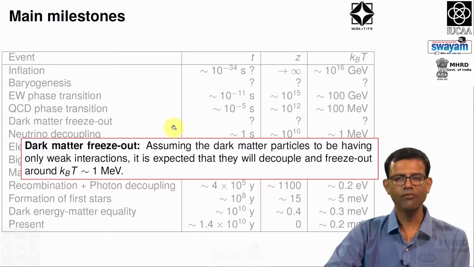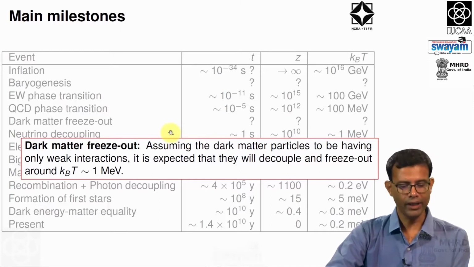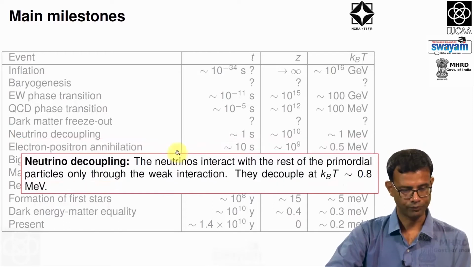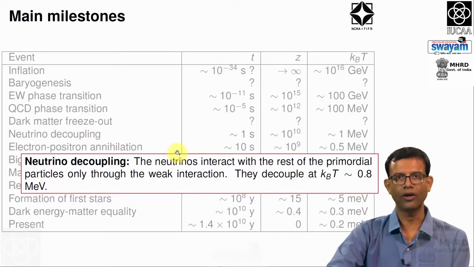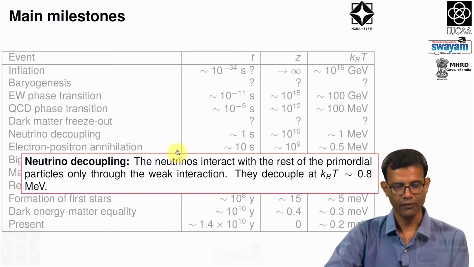So, at early times they would be interacting with the rest of the matter, but after some point they will decouple and freeze out. Their abundance will not change after that, and that is the dark matter which we observe today, and that we expect to happen somewhere around an energy scale of MeV. This value of course depends on what dark matter particles we are talking about. So, this is very uncertain, so I have put question marks here.